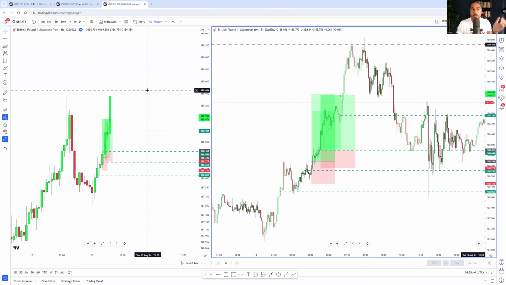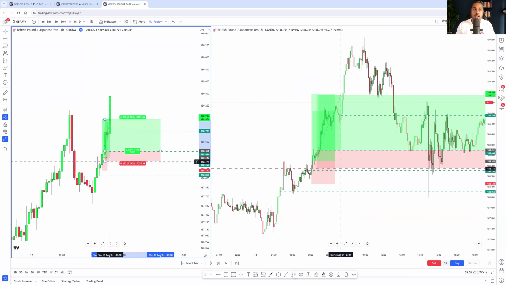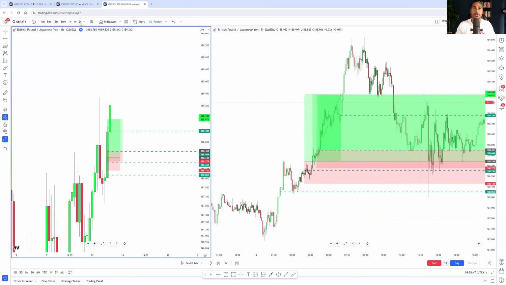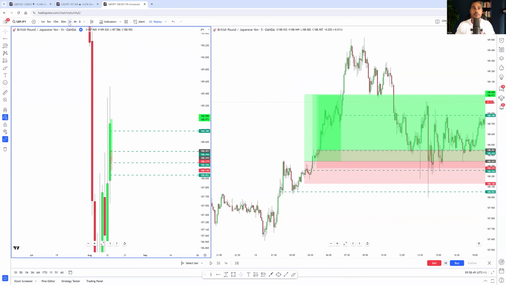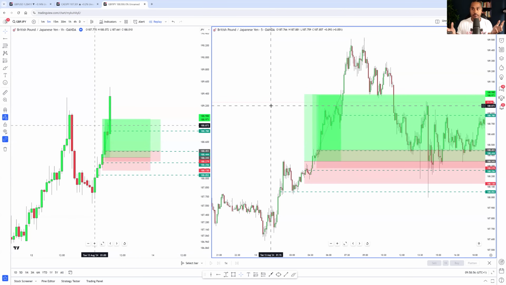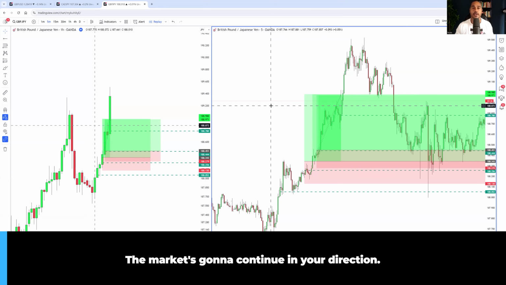Bob's your uncle. If we scale these to the right, 4H candles are bullish, daily candles are bullish, hourly candles are bullish, sentiment in the market is bullish. That's it. I don't know how long this video was, but all I'm going to say is this is a masterclass in itself for you to keep your trading simple, to no longer be confused about the direction of the market, and to take trades with absolute confidence and belief that guess what? The market's going to continue in your direction.